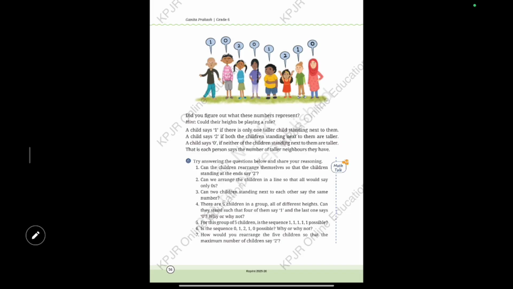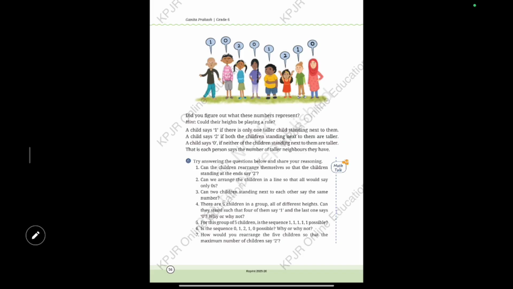So, first question: can the children rearrange themselves so that the child standing at the end says 2? What is the answer? Each child says the number of taller neighbors they have. Since a maximum of one taller person can be the neighbor of the child standing at the end, 2 is not possible. That is the answer to the first question. Understood?